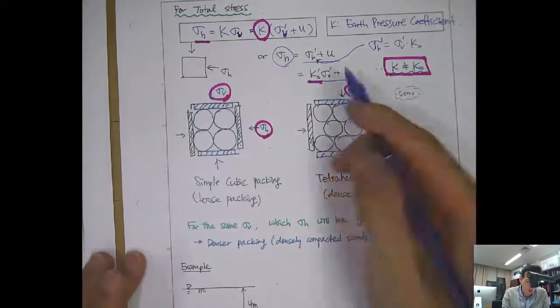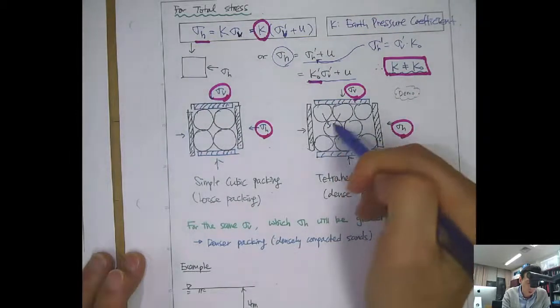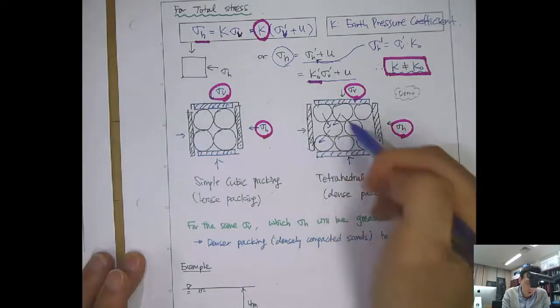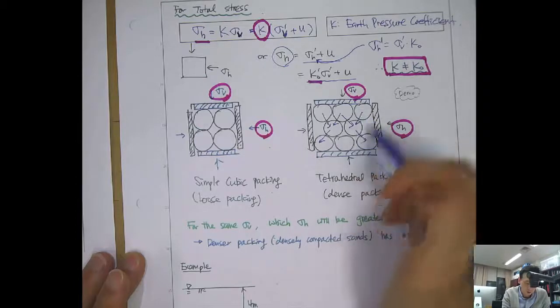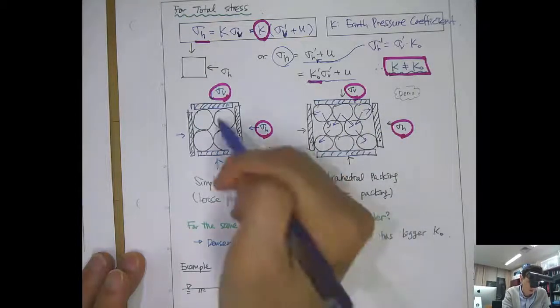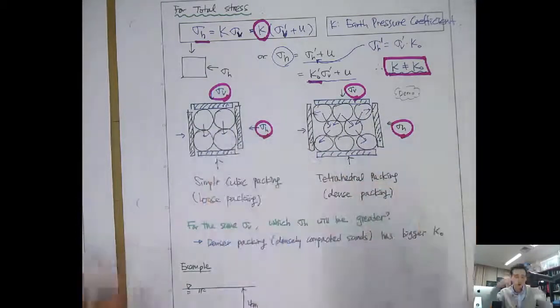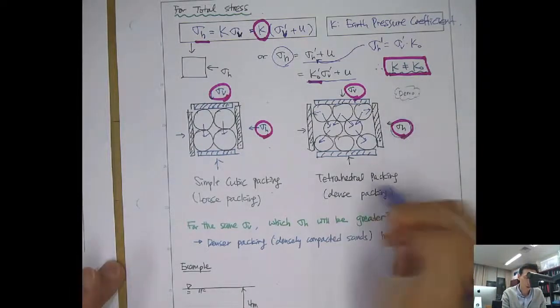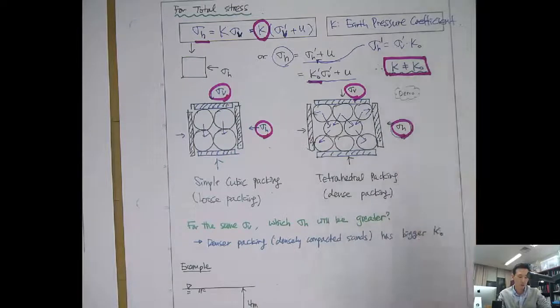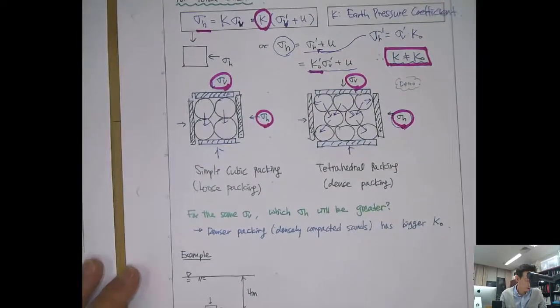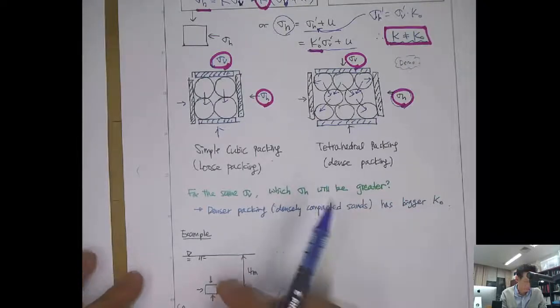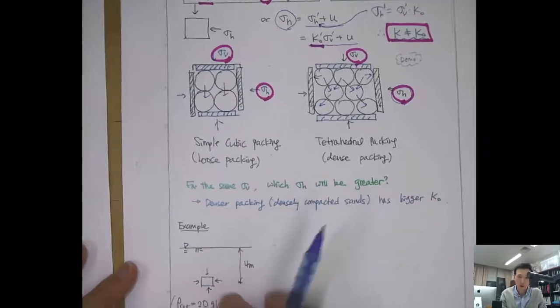Because of the triangular packing here, the force is going to split into a horizontal portion and a vertical portion, so that sigma h in this case, the tetrahedral packing, becomes bigger than in the simple cubic packing. Here also in the class we'll talk about this example together.